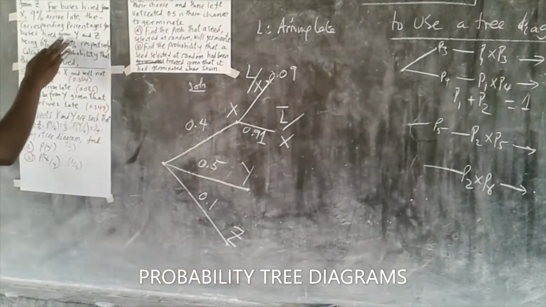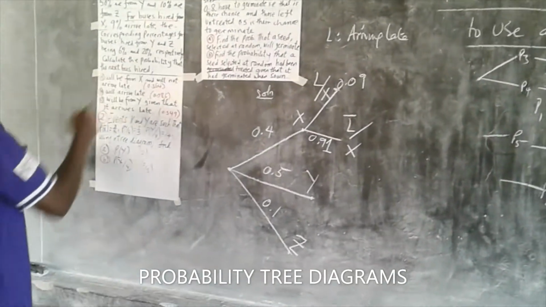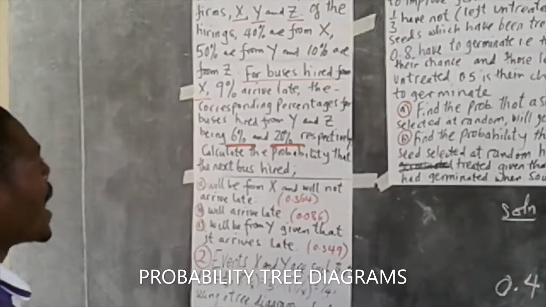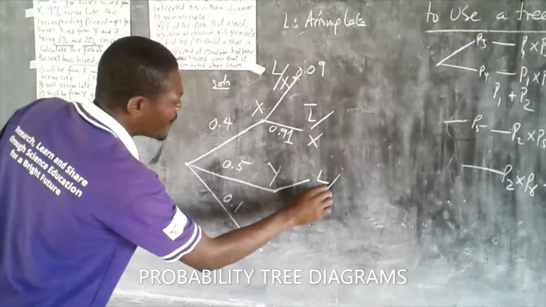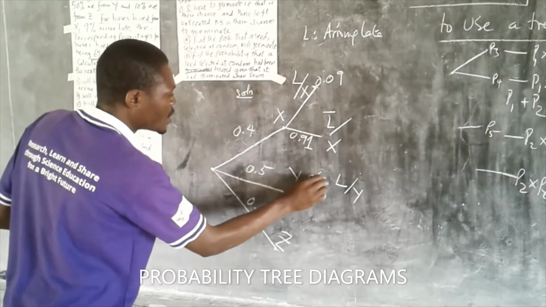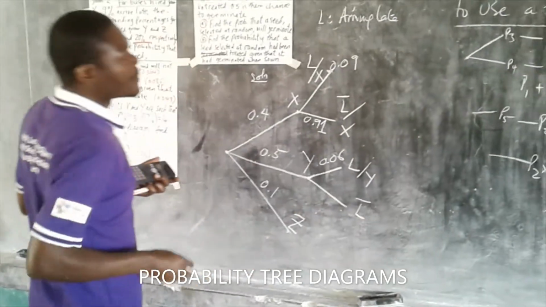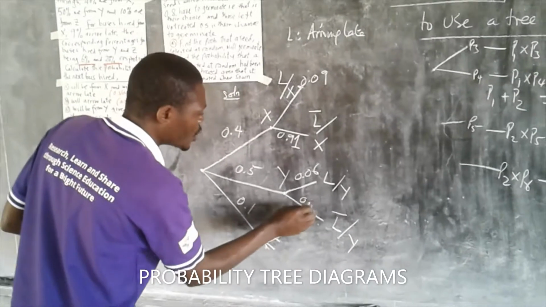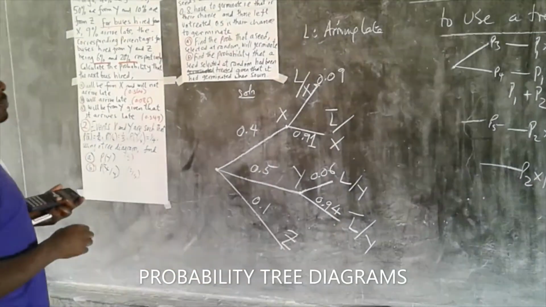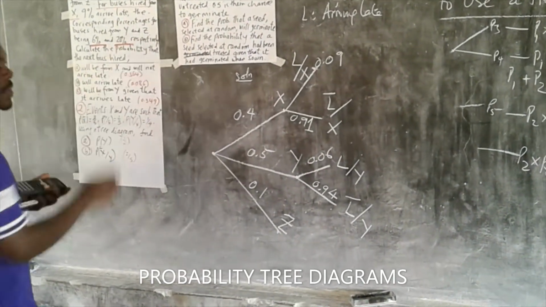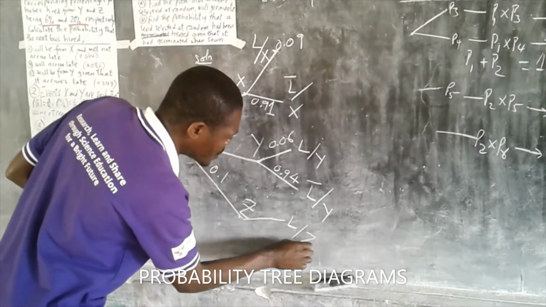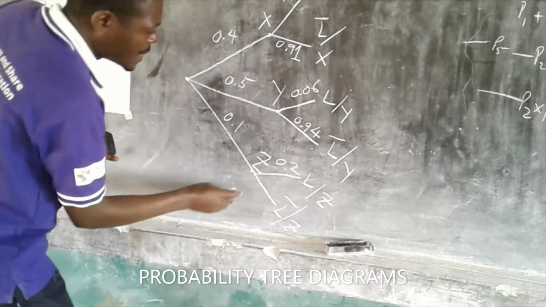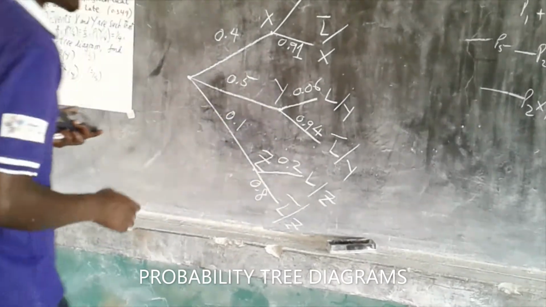And we continue and see that the corresponding percentages for buses hired from Y and Z are 6% and 20% respectively. So from Y, we have 6%. Those which arrive late, given that they are from Y, are 6%, that is 0.06. Those which don't arrive late, given that they are from Y, are 1 minus 0.06, which gives 0.94. Now, 20% from Z: those which arrive late, given that they are from Z, are 20%, giving us 0.2. Those which don't arrive late, given that they are from Z, are 0.8, because the sum should give us 1.